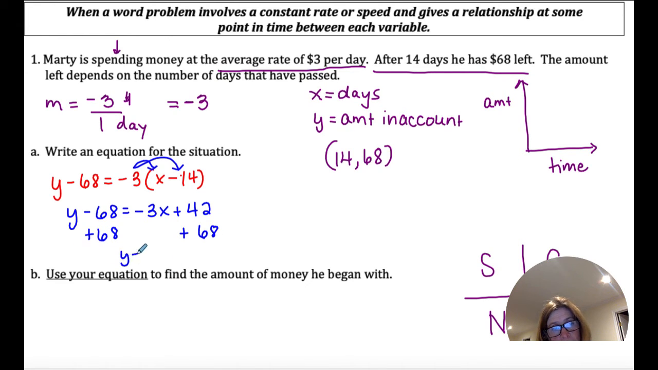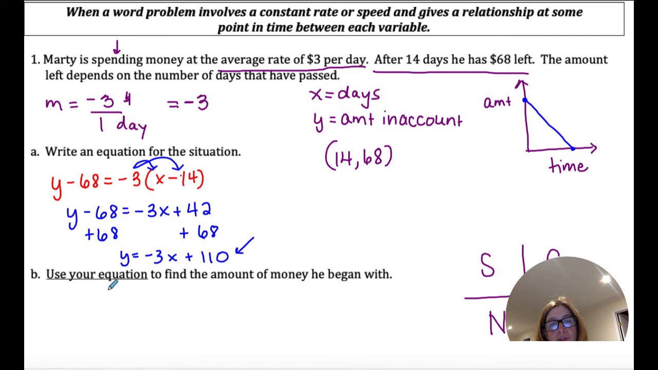And so y equals -3x plus 110. Okay, now I have more information. So I can see that my y-intercept is 110. So that's right here. And I'm going down $3 a day all the way down until I get to here.